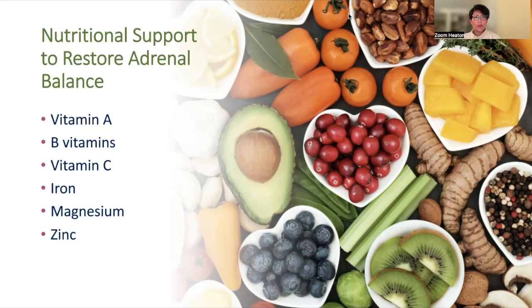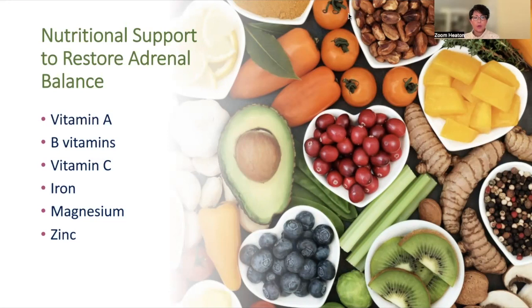Iron. Chronic stress can lower stomach acid, which significantly reduces iron absorption. Magnesium helps to modulate all the activities of the stress response, including regulating the release of cortisol.